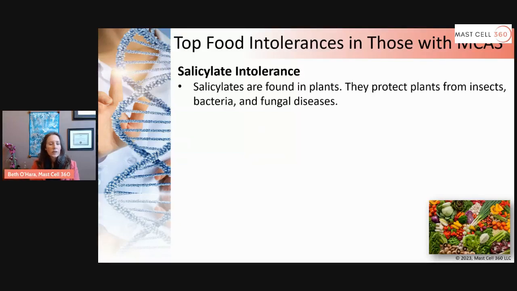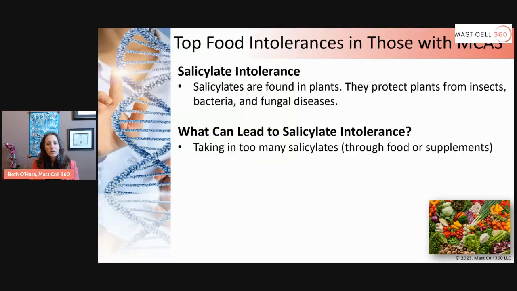And then salicylate intolerance. Salicylates are found in plants, and they're also a defense mechanism. They protect plants from insects and bacteria and fungal issues. We get salicylate intolerance from consuming more salicylates than we can break down. So different pathways from histamine. There's some overlaps with those pathways of histamine, but it's a similar concept to histamine intolerance in terms of the bucket metaphor that we talk about and overflowing that bucket.